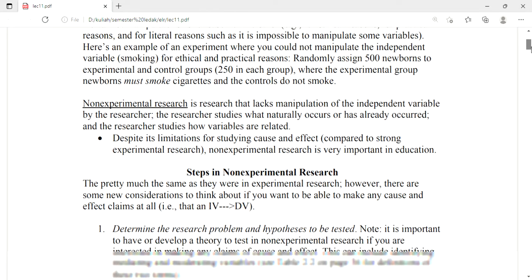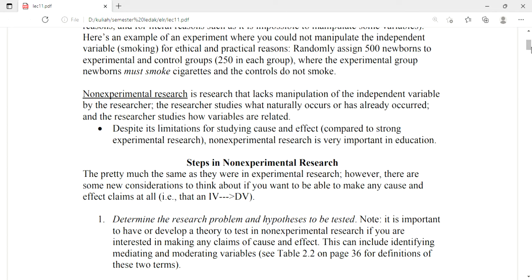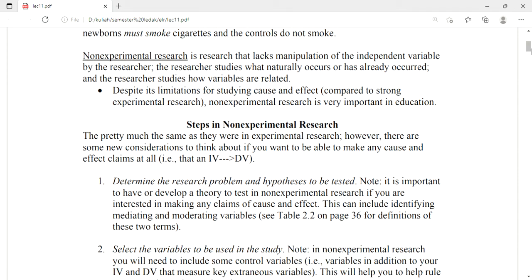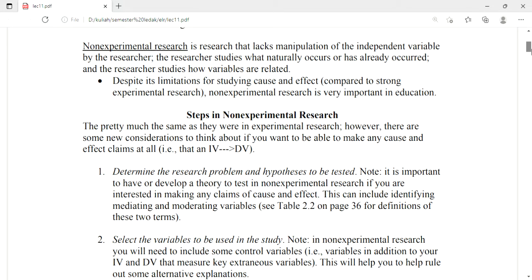Non-experimental research is research that lacks manipulation of the independent variable by the researchers. The researchers study what naturally occurs or has already occurred, and the researchers study how variables are related. Non-experimental research is very important in education.